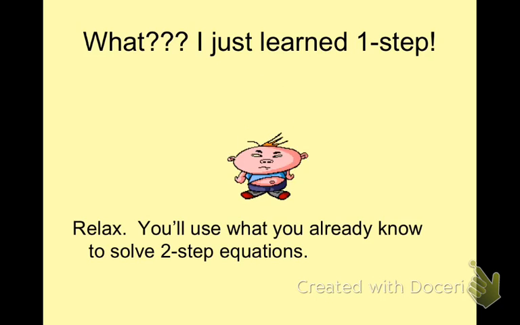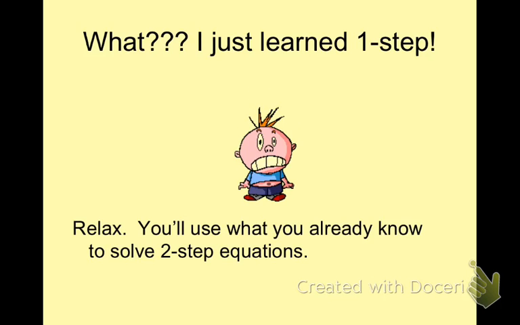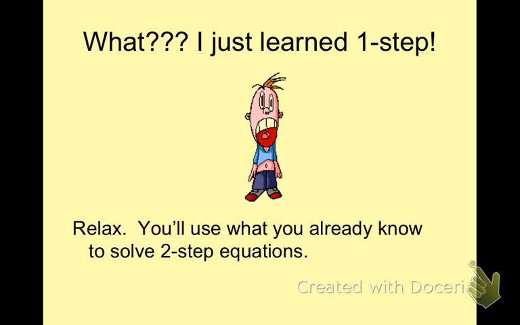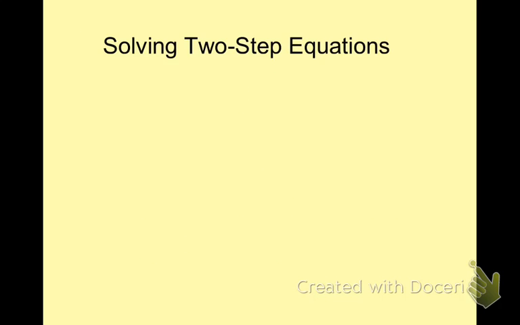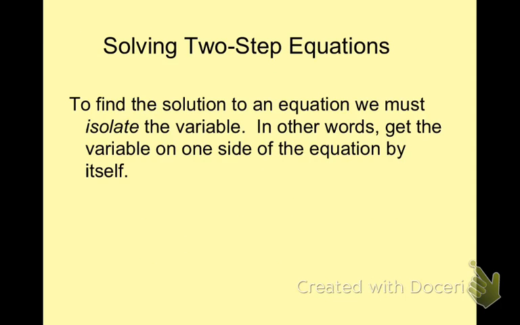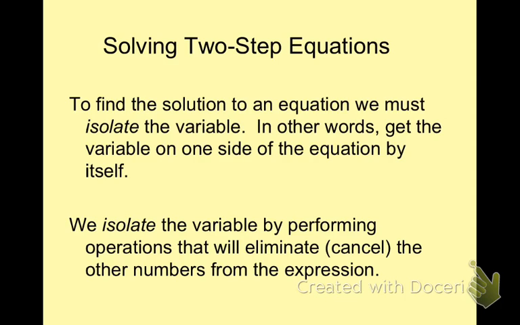You just learned how to solve the one-step equations, and I know you're probably thinking, what? But relax. You'll use what you already know to solve the two-step equations. So to find a solution to an equation, remember we isolate the variable. What that means is we get the variable on one side of the equal sign by itself. We use inverse operations to get rid of the other numbers, or in other words, we perform operations that will eliminate or cancel the other numbers from the expression.